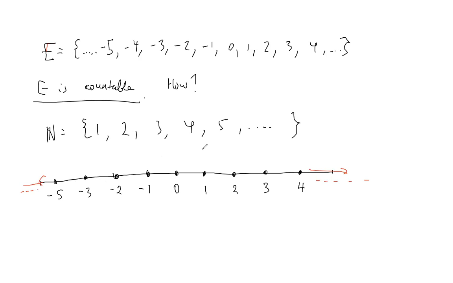Doctor, maybe every element in N goes to its negative partner in E, or positive partner in E. If you do it like that, then it will be very puzzling. If 1 comes here, 2 comes here, 3 comes here, 4 comes here, right? Then how about here? How do you map?